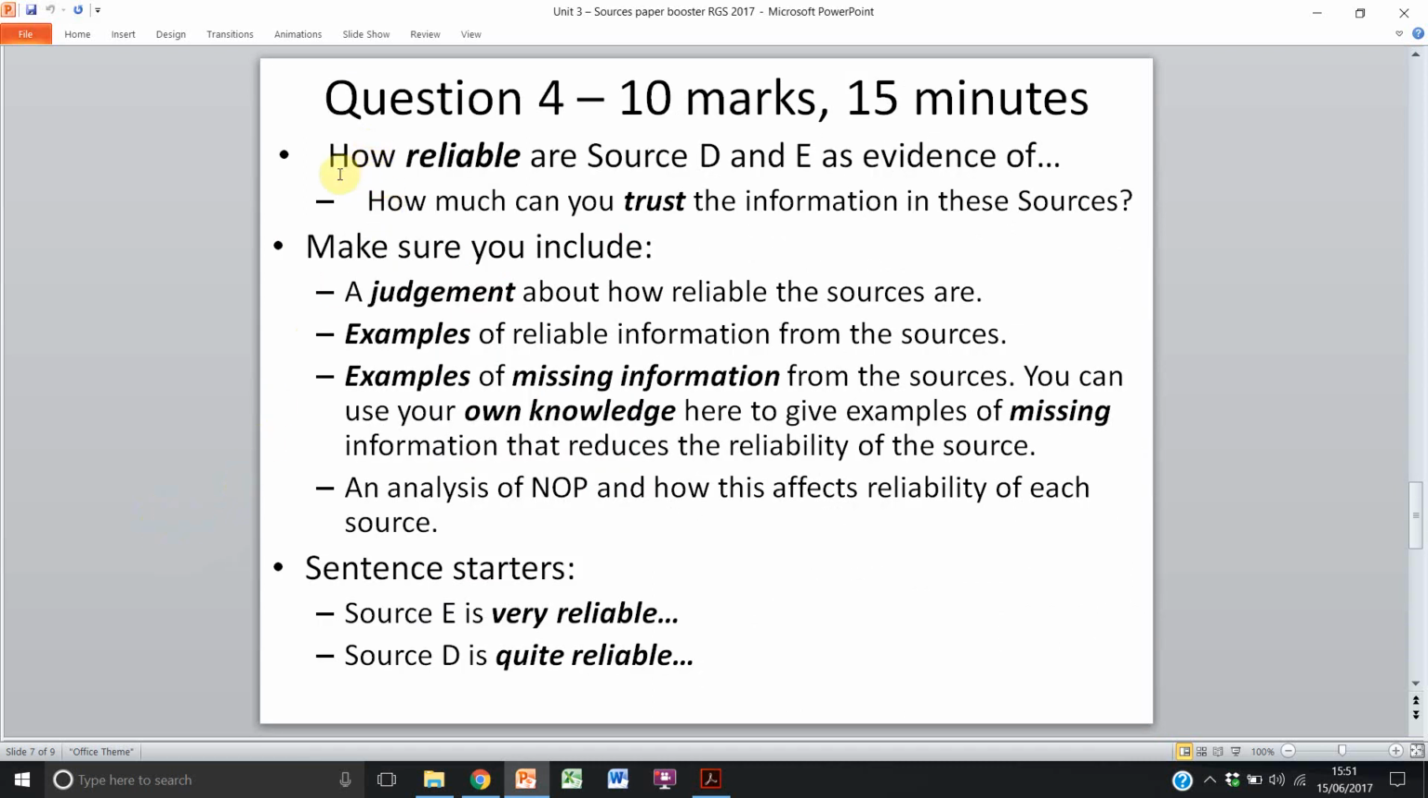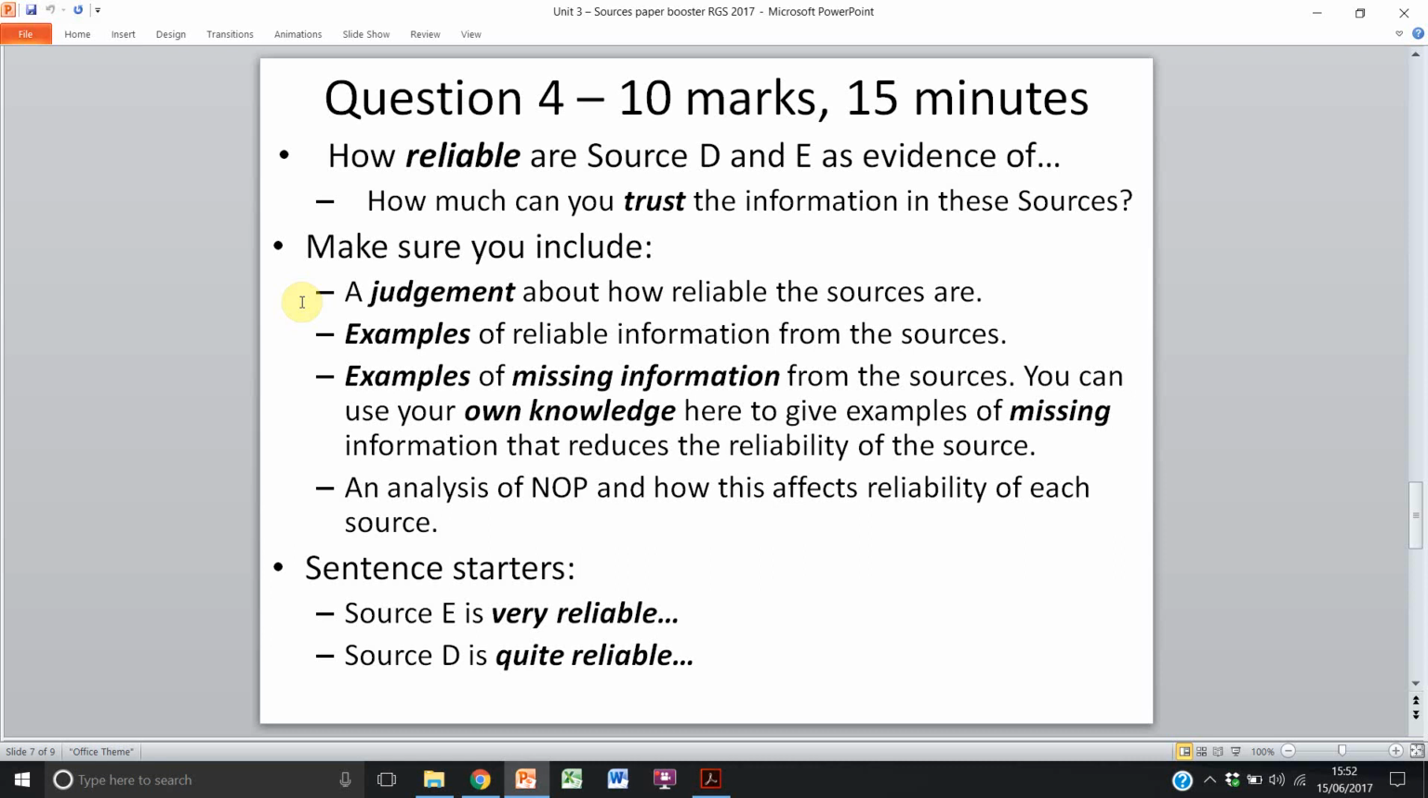So, question 4 is asking you how reliable are 2 sources. What this is basically saying is, how much can you trust the information that's in those sources? You need to write 2 developed paragraphs, just like you did for the question in the Cold War paper. These are the things that you need to include in both of those developed paragraphs. You need to make a judgment about how reliable the sources are. How much can you trust them? Are they very reliable, quite reliable, reasonably reliable? You need to give a judgment because it's asking you how far you can trust them.